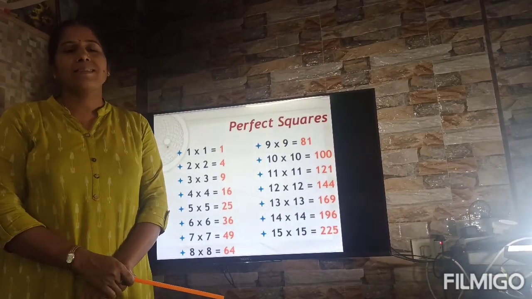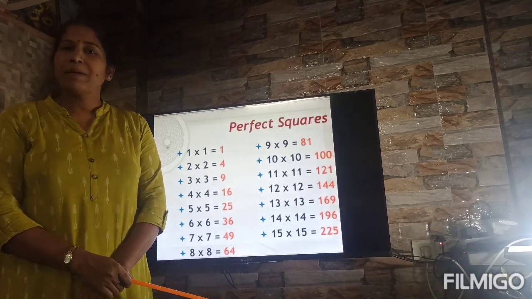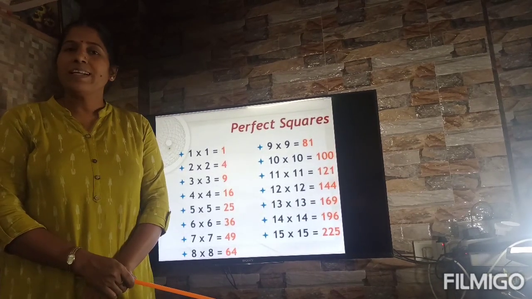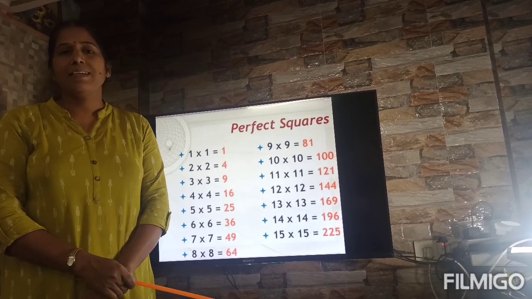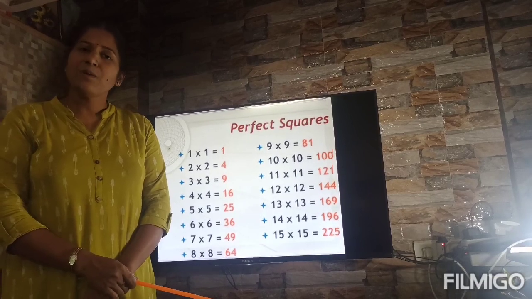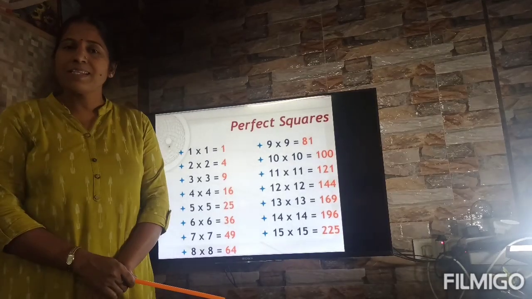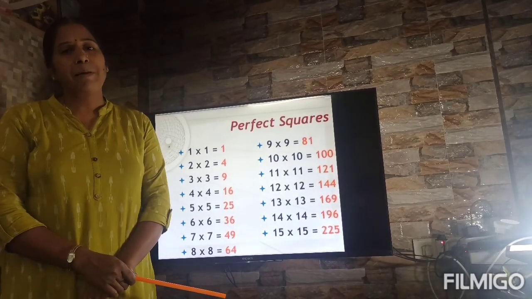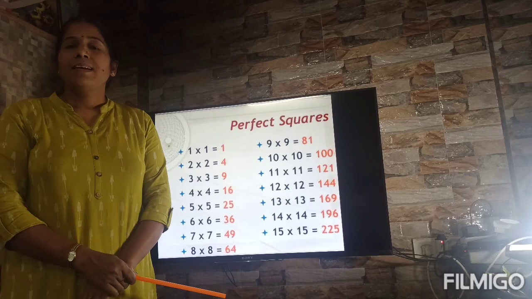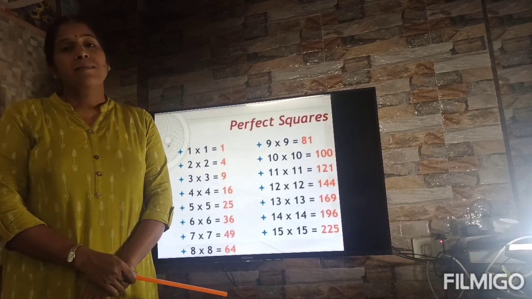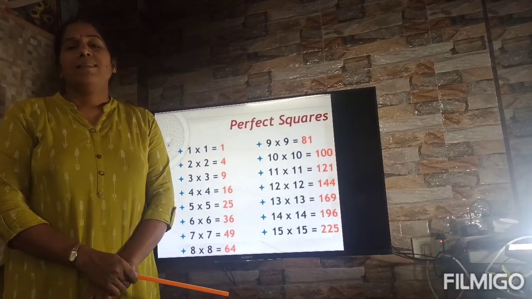What are maths basics? Basics are like building blocks. If you want to read English, you should know ABCD. If you want to read Kannada, you have to know its alphabet. Like that, if you want to do math sums easily, you should know maths basics. In maths, many basics are there.